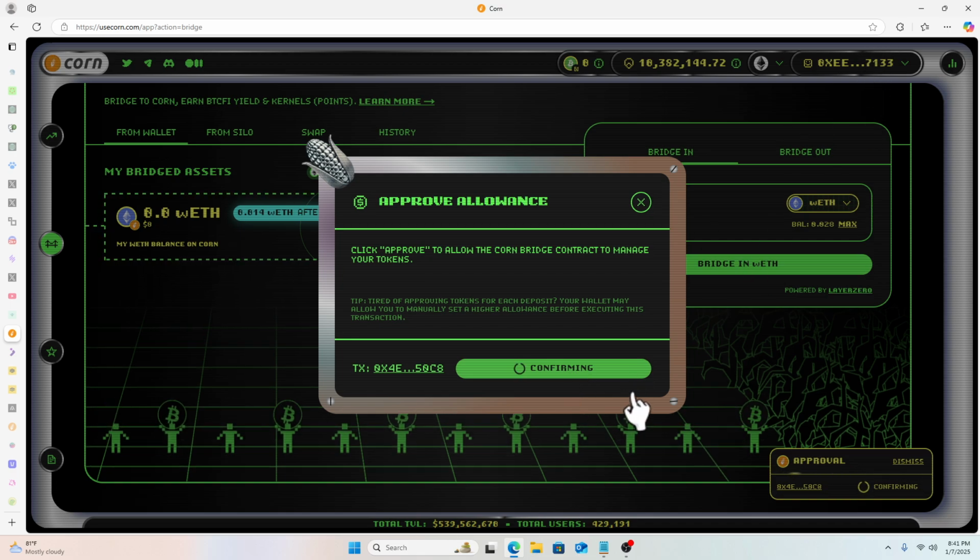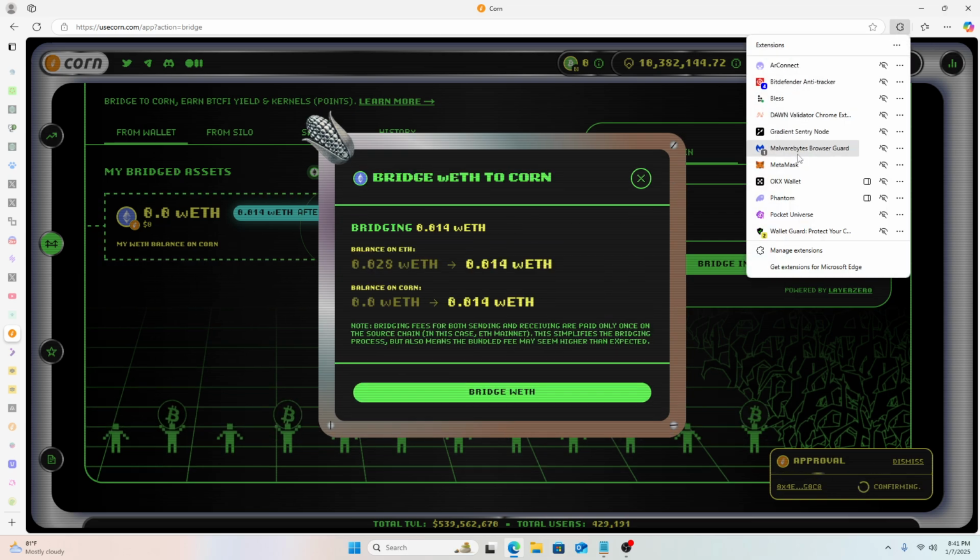So it didn't pull up MetaMask again. So I will click on MetaMask here. Okay, so it's now available. Bridge this balance. Oh, wow. Just a moment.